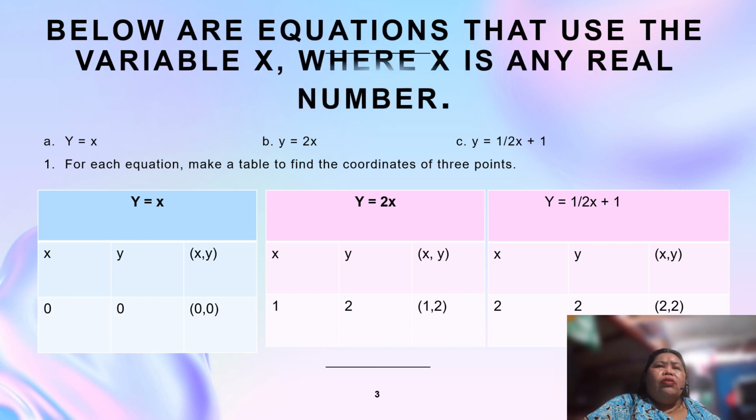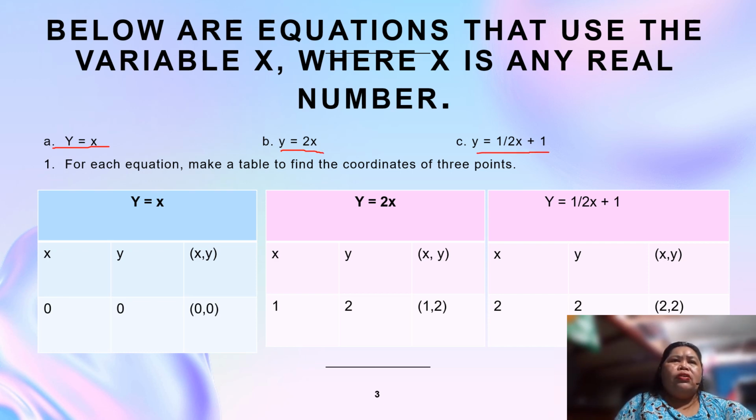Okay, so below are the equations that use the variable x, where x is any real number. Here we have y equals x, y equals 2x, and y equals 1 half x plus 1. So for each equation, make a table to find the coordinates of 3 points.